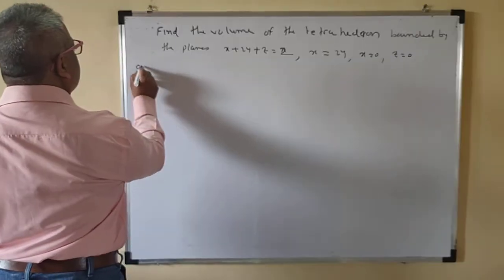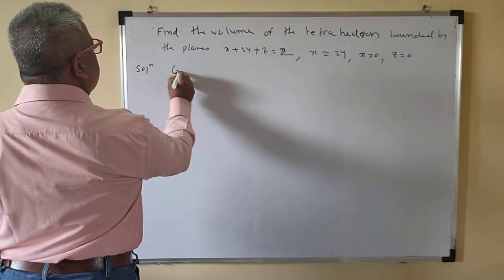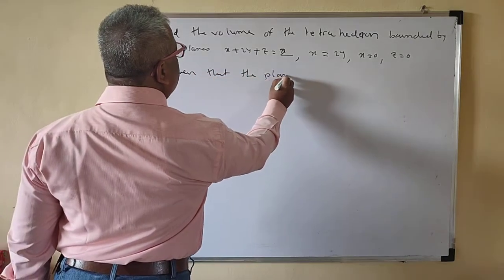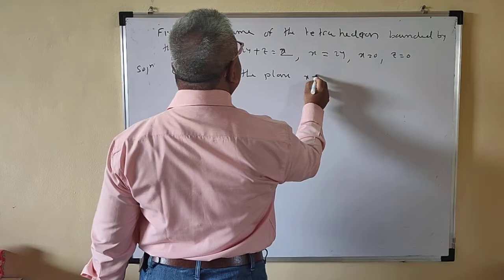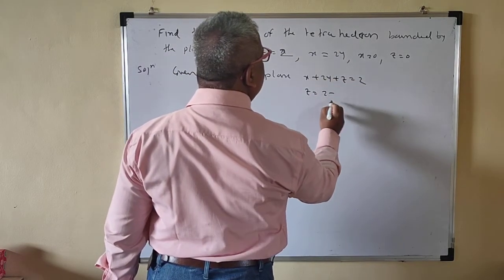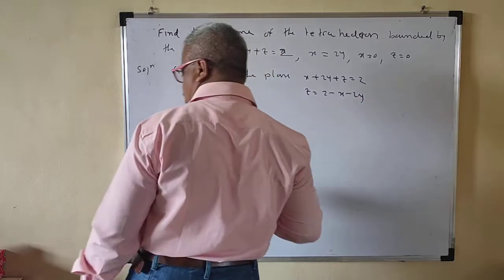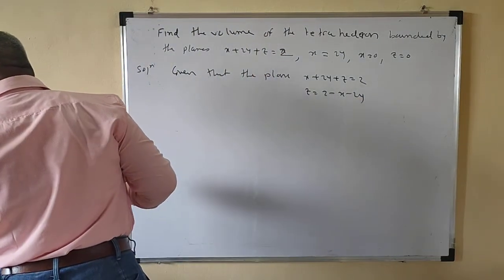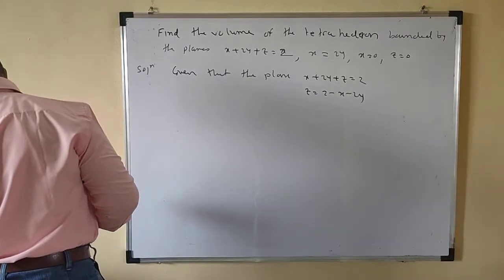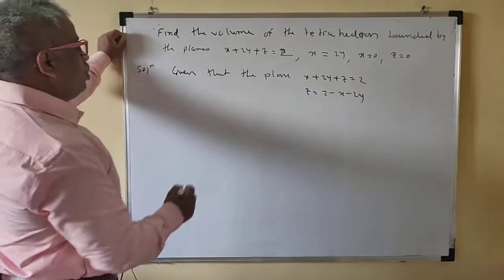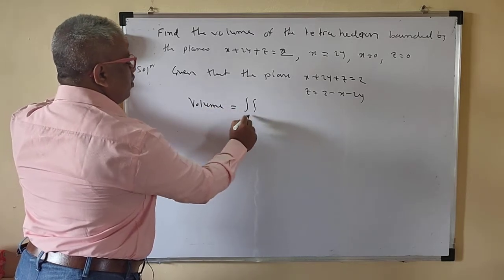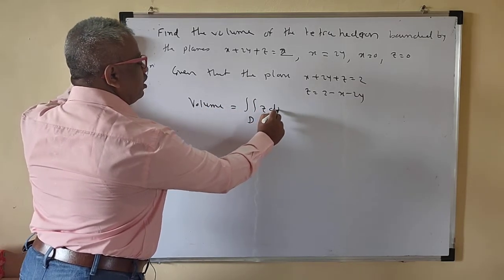The solution. Given the plane x plus twice y plus z is equal to 2, so z is equal to 2 minus x minus twice y. Okay. So now the volume, we'll write the formula. Volume is equal to the double integral over D of z dA.